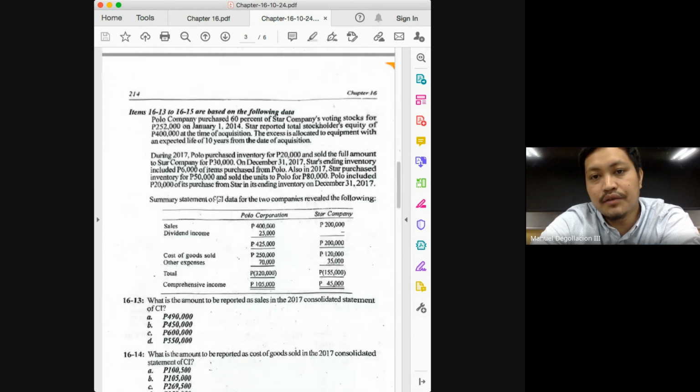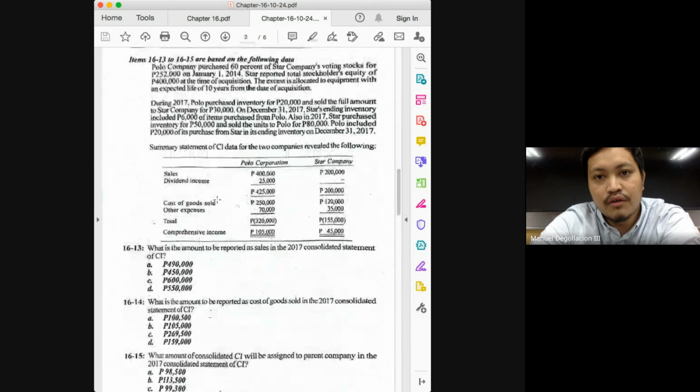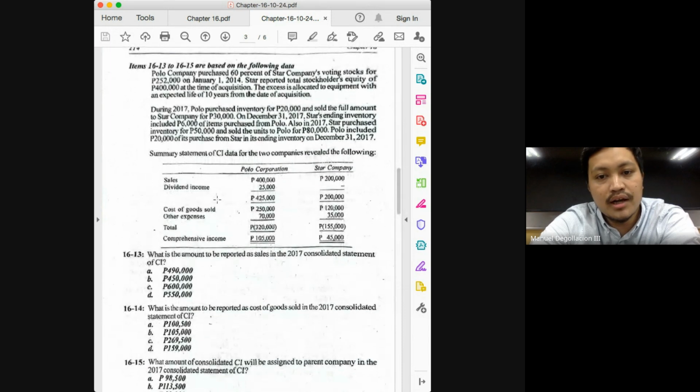Let's have 16-13 to 16-5. In the shotgun problem, class, the first question is, what is the amount to be reported as sales in the 2017 consolidated statement of comprehensive income? And again, I will repeat, class, this is the question that you cannot be forgiven if you get it wrong. There's nothing complicated here. No percentages which you are afraid of. Just plus and minus, class.